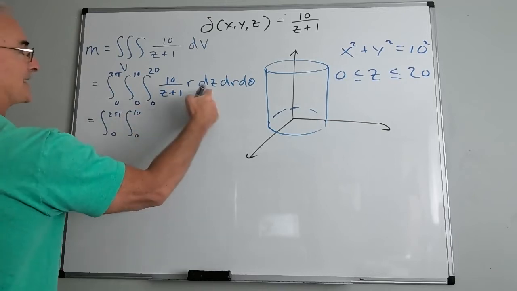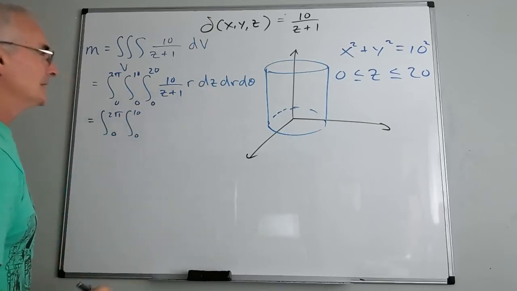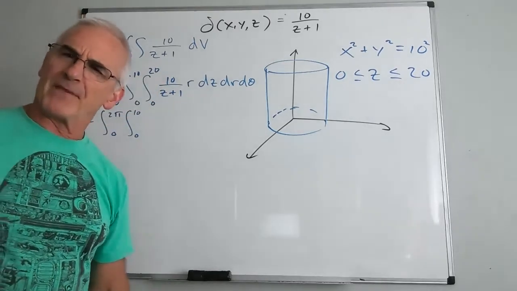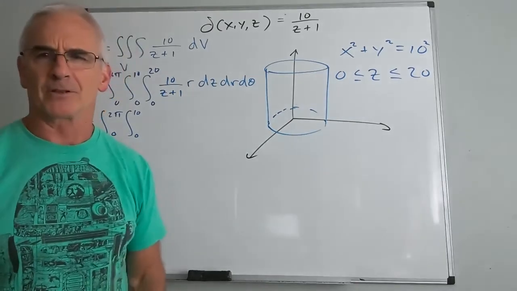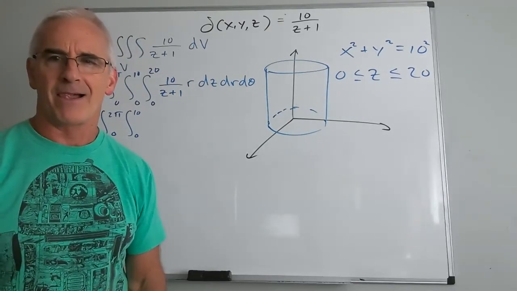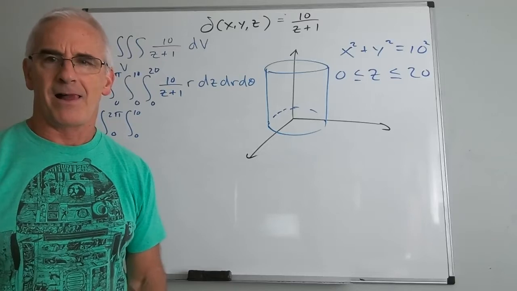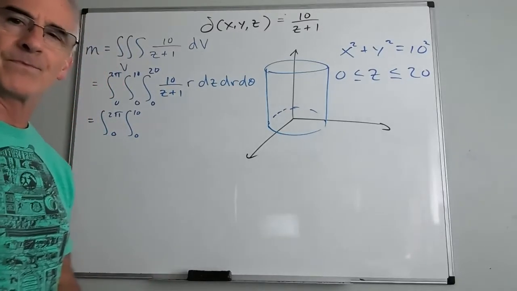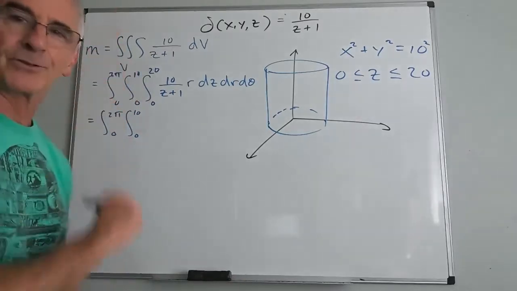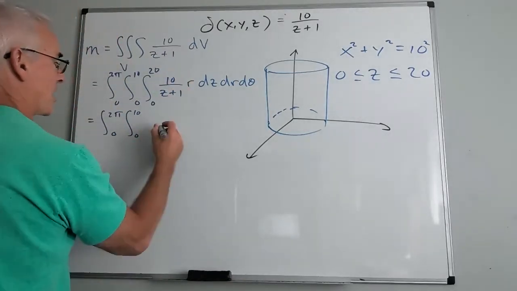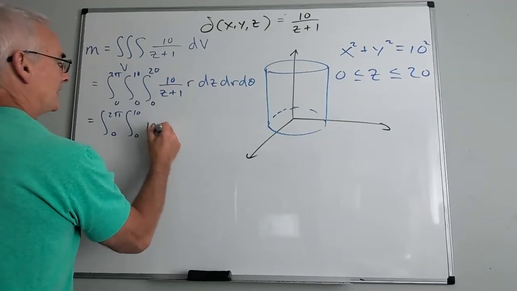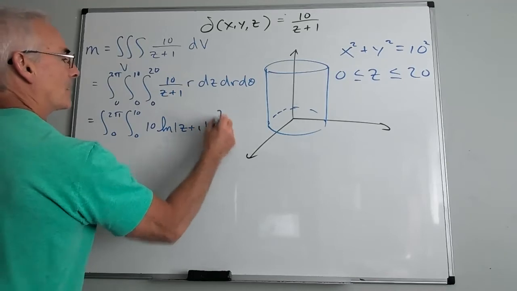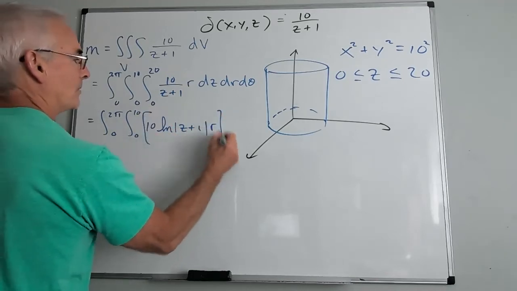So when I do my integration, I'm integrating with respect to z. Oh, forget the r for a moment. 10 over z plus 1. What would the antiderivative of that be? Anybody? What function? The z is on the bottom. Natural log. Natural log. Good. So this is good. The 10's not going anywhere. So this would be 10 log absolute value of z plus 1 times r, evaluated from 0 to 20.